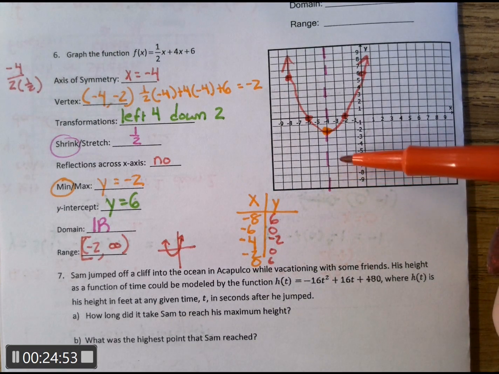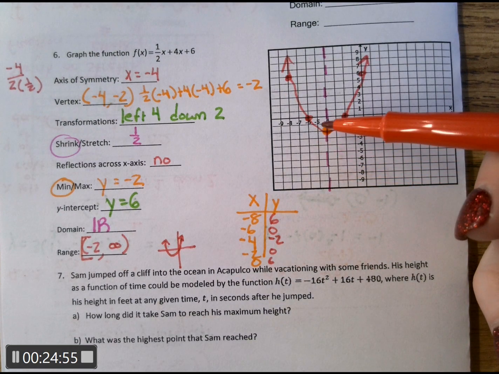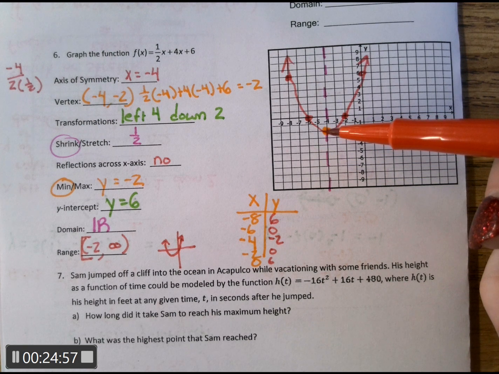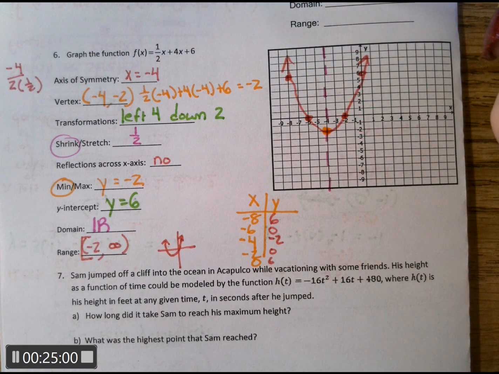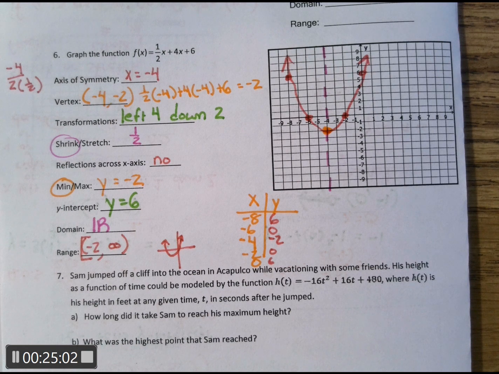And we look at that. There is our negative 2. And then we keep going up. So we did get our range. That is awesome.